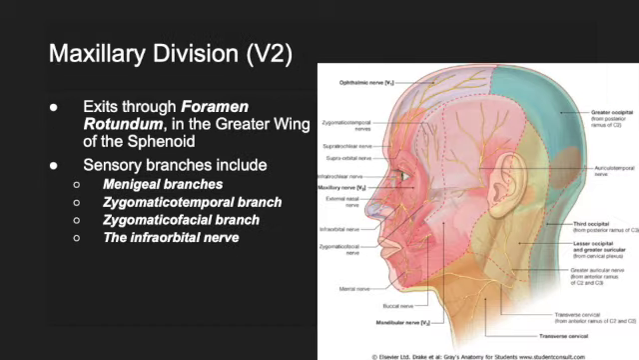So taking a look at V2, this is called the Maxillary Division. Obviously it's called the Maxillary Division because it runs in the maxillary area, or that upper part of your jaw. So it's going to exit through the foramen rotundum, and it's going to have sensory branches. It's going to have the meningeal branch, zygomaticotemporal branch, zygomaticofacial branch, and the infraorbital nerve. So just make sure you know those.